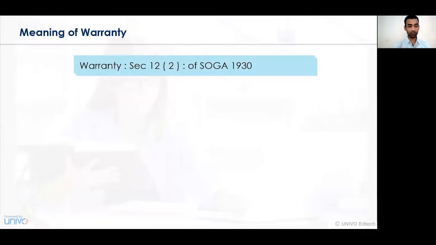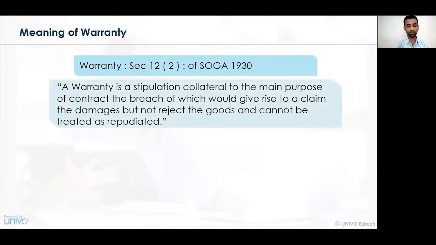Now let's begin with our learning. Initially, first we'll understand what we mean by a warranty. To do just a recap, warranty under section 12(2) of the Sale of Goods Act of 1930 is defined as a stipulation collateral to the main purpose of the contract, the breach of which would give rise to a claim for damages but not a right to reject the goods, and cannot be treated as repudiated.